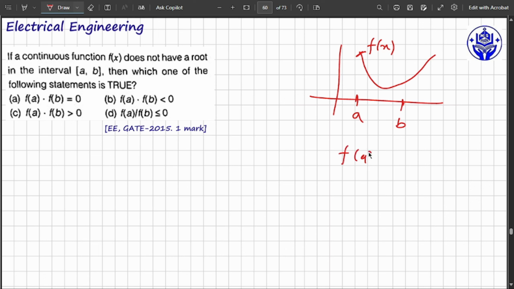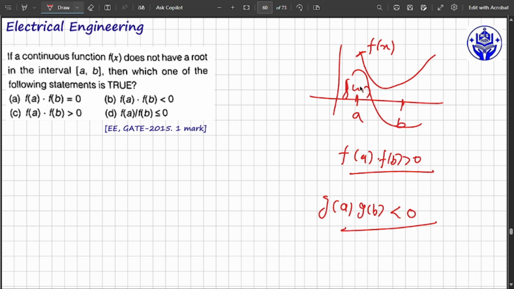f of a into f of b will be greater than 0. Because of that, if there is any interval, in this case z of a into z of b will be 0. Because of that, in one case, what is the function's behavior here?